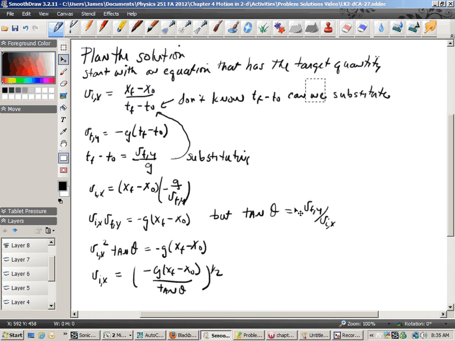We also go back to our relationship of tangent theta, because right now we have two unknowns in this equation, so we have to have another relationship. So we can solve for vfy in terms of vix and tangent theta, substitute, and with a little bit of algebra, we come out with that the initial velocity in the x direction is equal to the square root of minus the acceleration of gravity times the change in position over tangent theta.